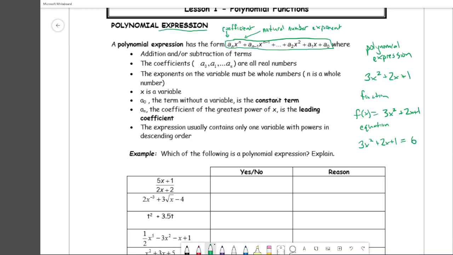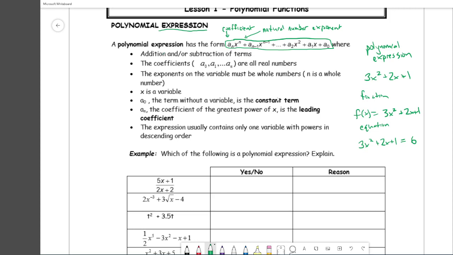What do I mean by that? I mean the exponent has to be a whole number, i.e. 1, 2, 3, 4, 5, 6, 7. And it can't be a decimal, and it can't be negative. So it can't be a fraction, can't be a decimal, can't be negative.